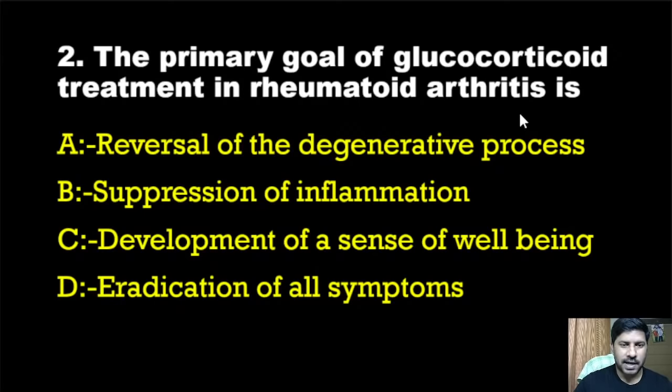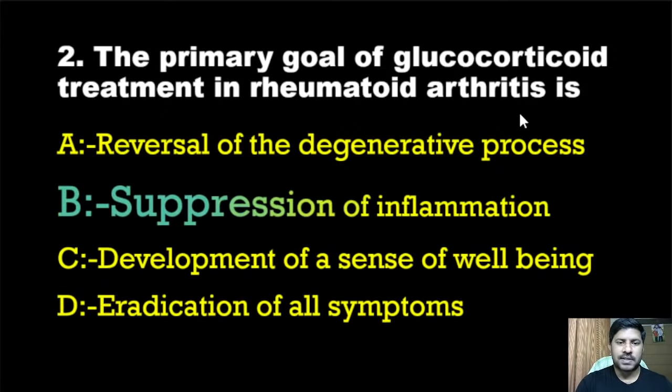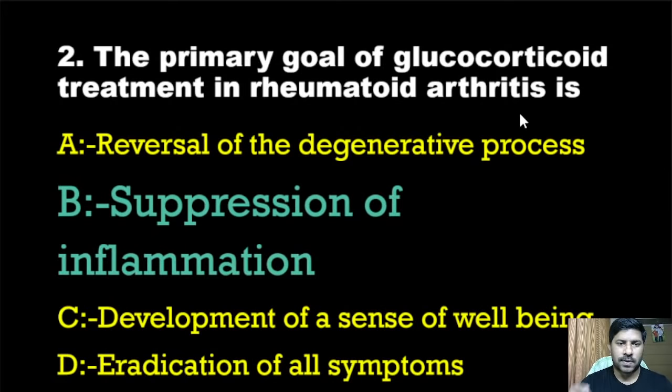Those who are live, please try to answer, then only we can make the session active. Correct answer is suppression of inflammation. The glucocorticoid used in rheumatoid arthritis is for suppression of inflammation.